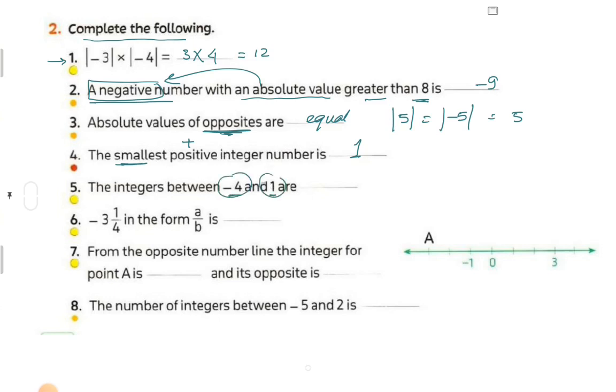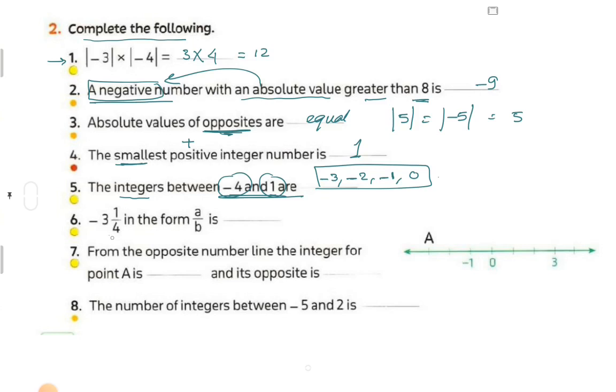The integers between negative 4 and 1. What's between 1 and negative 4? They are integers. To move from negative 4 to 1, we have negative 3, negative 2, negative 1, and 0. After 0 comes 1, before negative 3 comes negative 4. So these integers are in between these two integers.